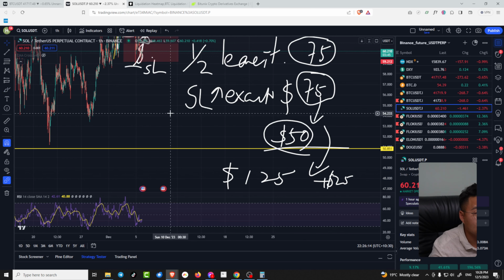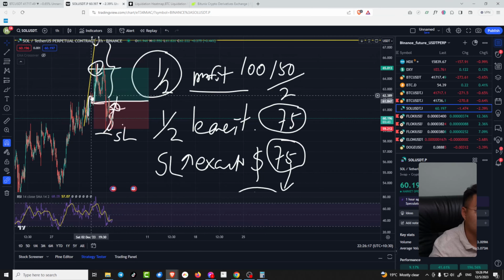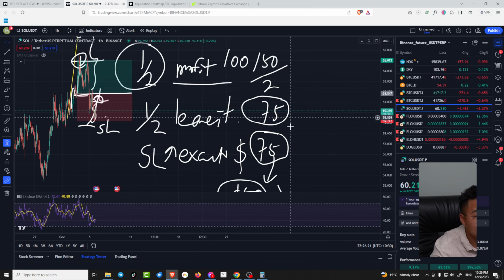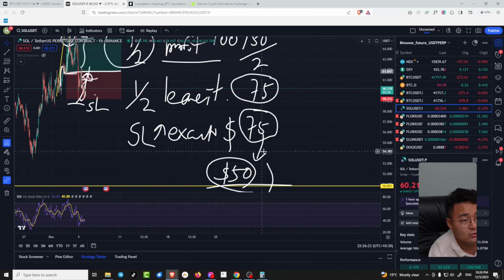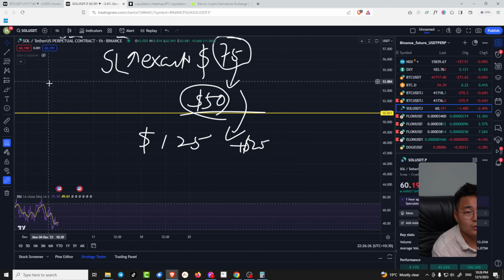But once the trade becomes profitable by a certain margin, you can use this as a way to hedge your position so that you will never lose money.